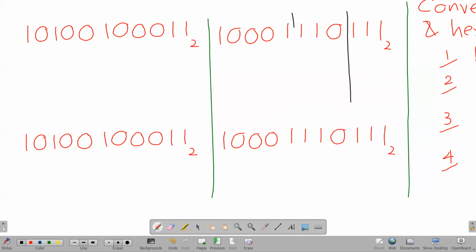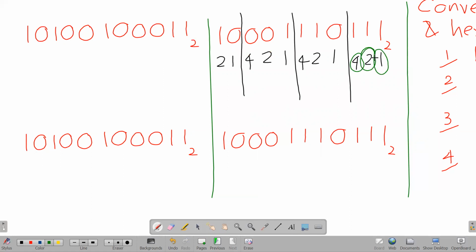Here we go for the octal. So 1, 2, and 4, 1, 2, and 4, 1, 2, and 4, and 1, 2. So the values here 4, 2, and 1, everything should be there. So 7. Here it's just 4 and 2, that means 6. Here it is just 1, that means 1. Here it is just 2, that means 2. 2167 in octal.